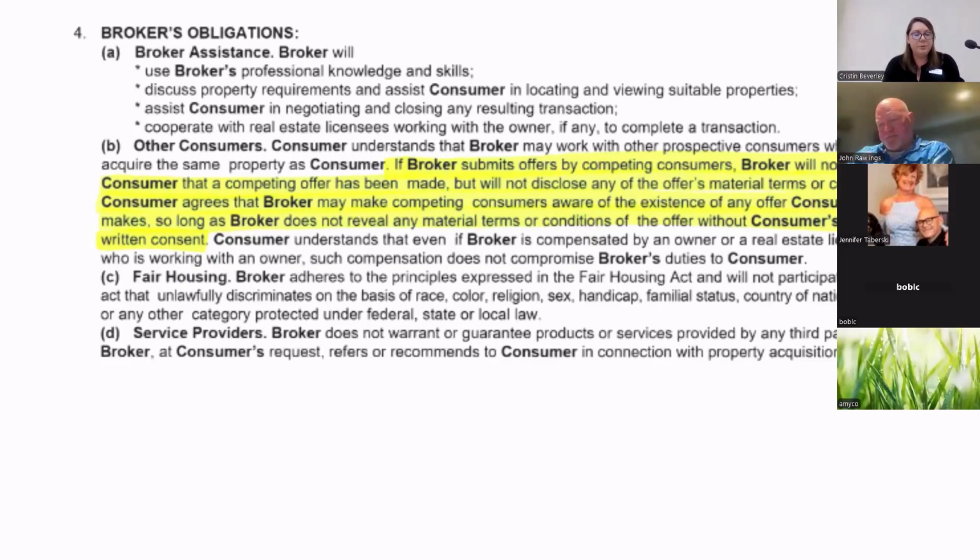Use the broker's professional knowledge and skills. Discuss property requirements and assist the consumer in locating and viewing suitable properties. Assist the consumer in negotiating and closing any resulting transaction. Cooperate with real estate licensees working with the owner, if any, to complete the transaction.